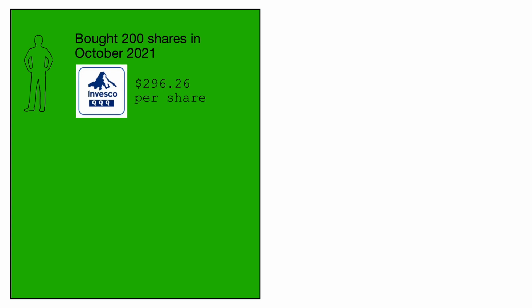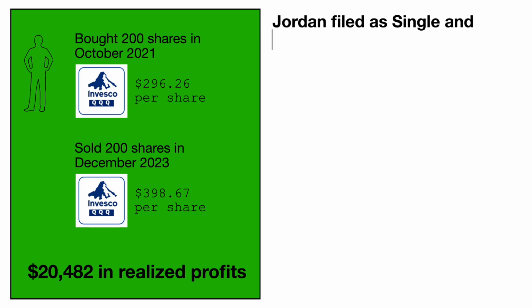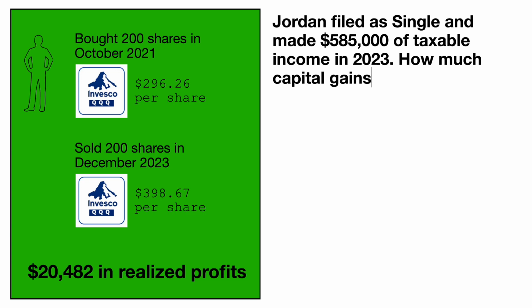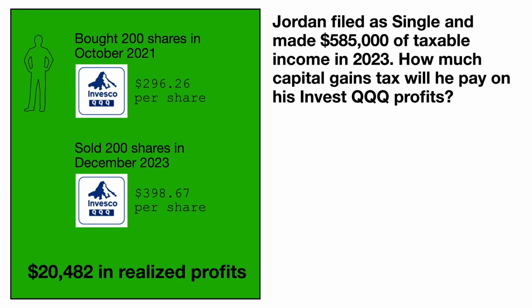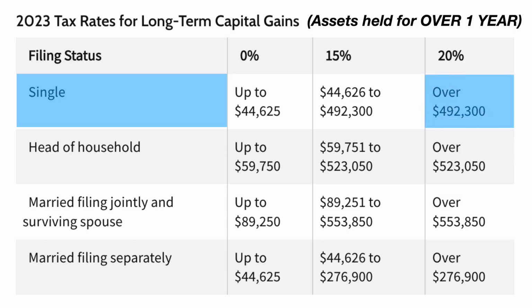Let's say Jordan bought 200 shares of the Invesco QQQ in 2021 and then sold those shares at that price there in December 2023. So it's over 1 year holding, and that's $20,482 in realized profits there. And so let's look at Jordan, see how much he'll pay on those. So let's say Jordan had a huge year. He filed as single and made $585,000 of taxable income in 2023. How much capital gains tax will he pay on those $20,482 in profits? So let's go back to the chart here. So he filed as single and he made $585,000 for the year. So that's going to fall into that 20% range here.